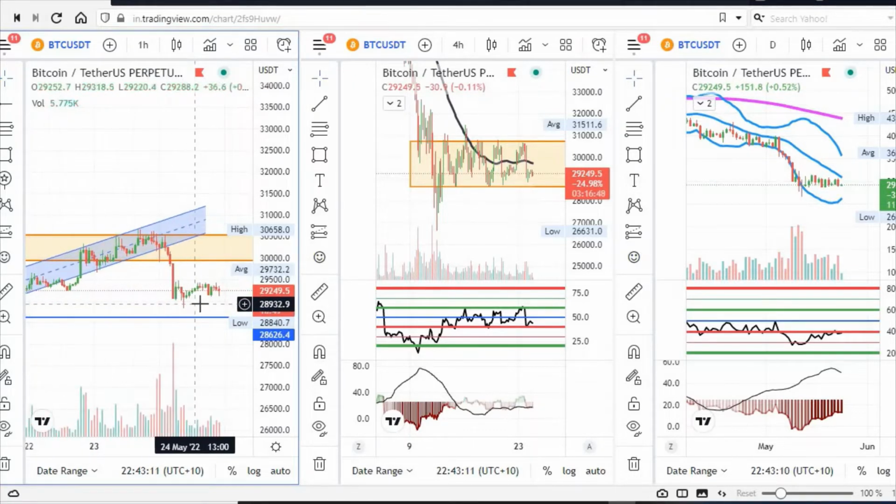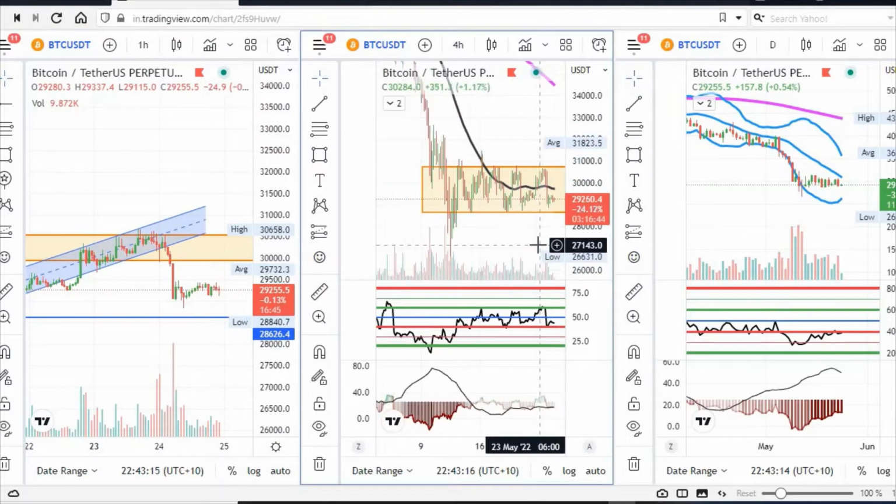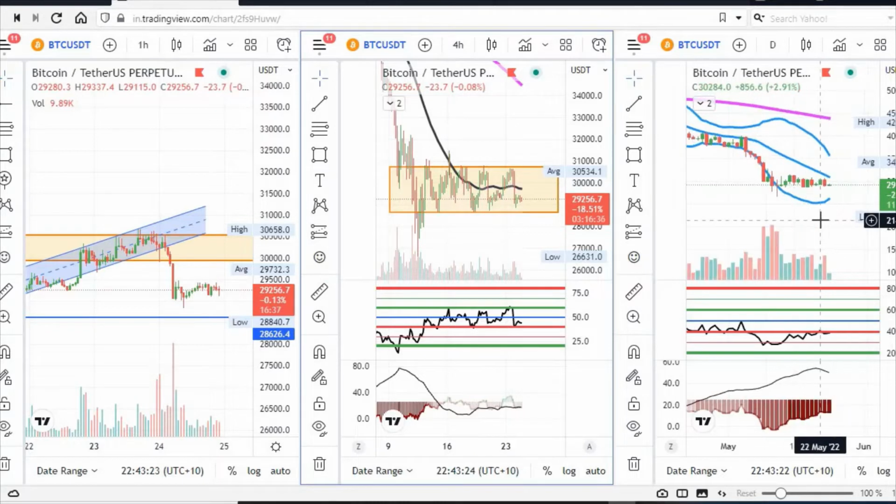The next time when it was falling from this parallel channel, it broke both the levels and did a free fall. If we see the 4 hourly chart of Bitcoin, we can clearly see it's trading sideways. From the 1 day chart, we can very clearly see after this huge fall on 9th May, Bitcoin is moving completely sideways, right?